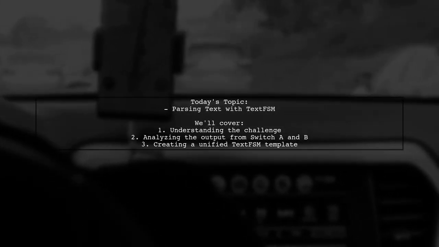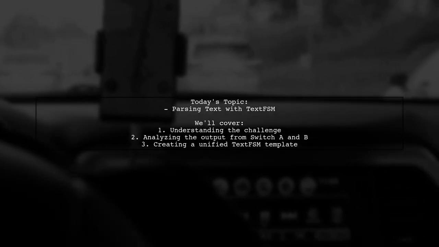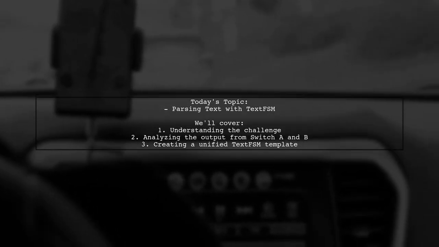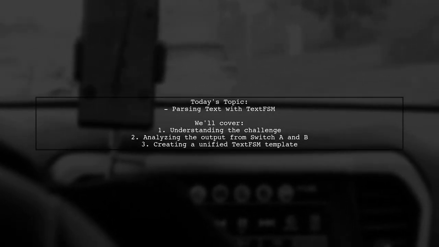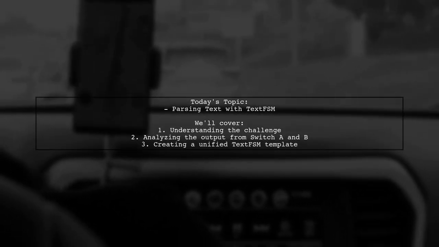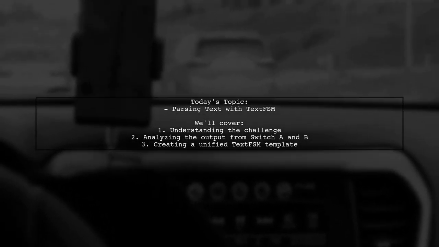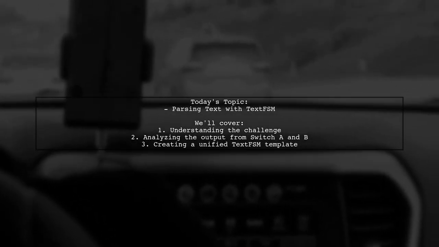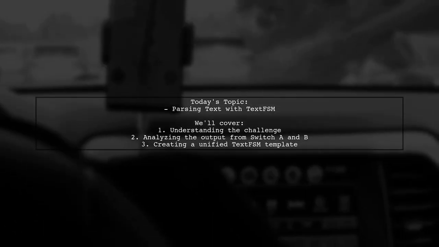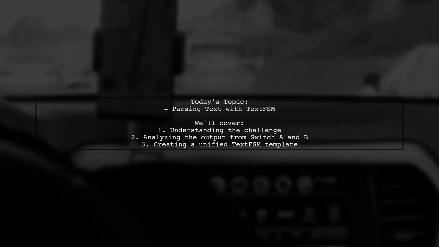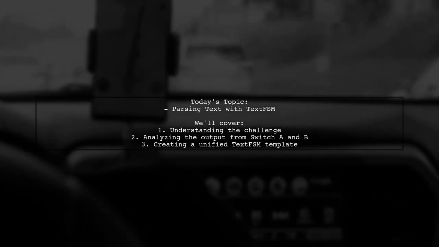Today, we're tackling a question that many network engineers encounter. How can we effectively parse text using TextFSM when dealing with different text structures? Our viewer is looking to extract information from the showInv_all command output from two different switches, switch A and switch B, which have slightly different formats. Let's dive into the details and find a solution that works for both switches without creating separate templates.